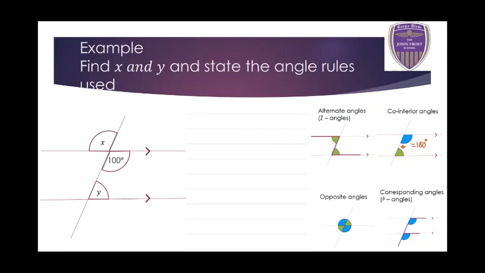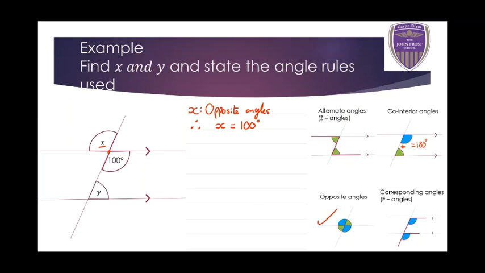So this time we're being asked to find x and y and to state the angle rules being used. Okay, so first of all, let's focus on angle x. Well, angle x and 100 degrees, they're opposite angles around the same point. Okay, so we're going to use the opposite angle rule. So opposite angles. Okay, so therefore that means that x is equal to 100 degrees. Okay, simple as. So we've used the opposite angle rule.